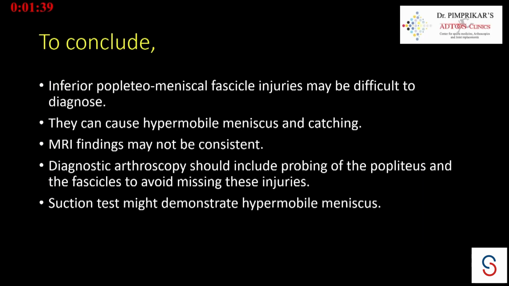So to conclude, inferior popliteal meniscal fascicle injury is rare and difficult to diagnose. This may cause hypermobile meniscus and catching. MRI findings may not be consistent. Diagnostic arthroscopy should include probing of the popliteus and the fascicle to avoid missing these injuries. Suction test might demonstrate hypermobile meniscus.